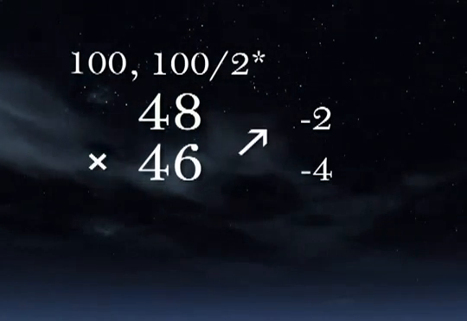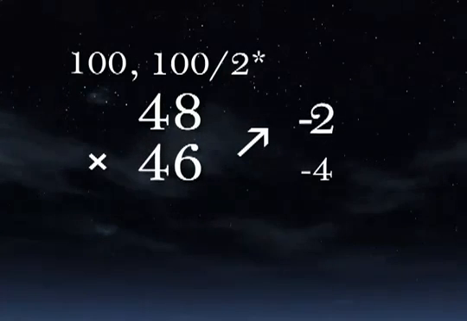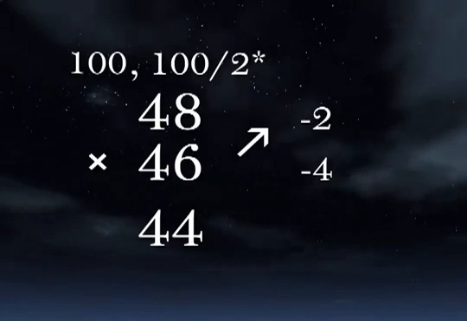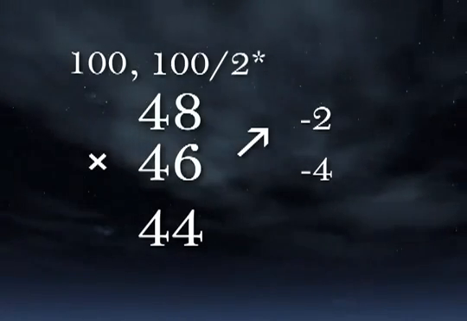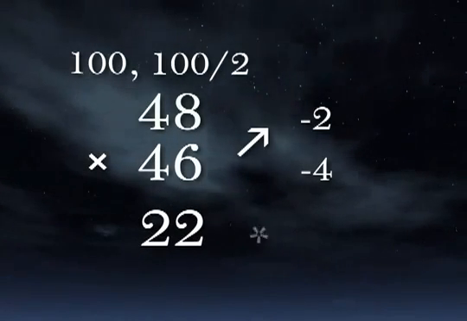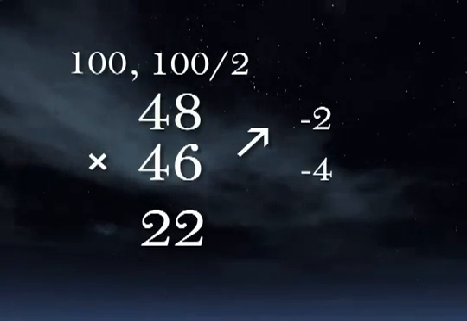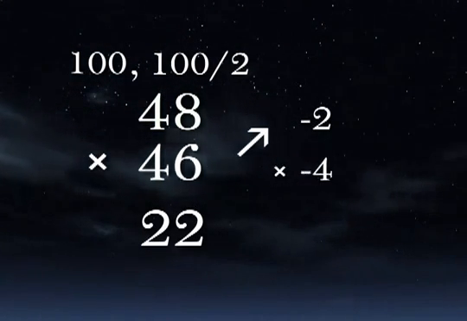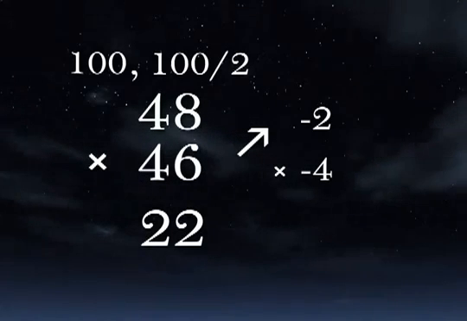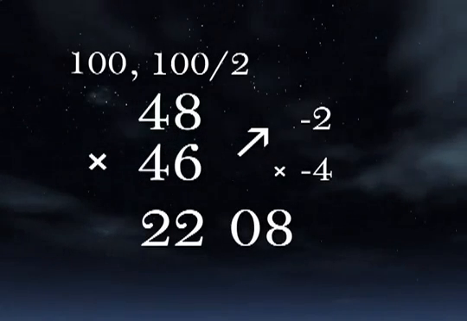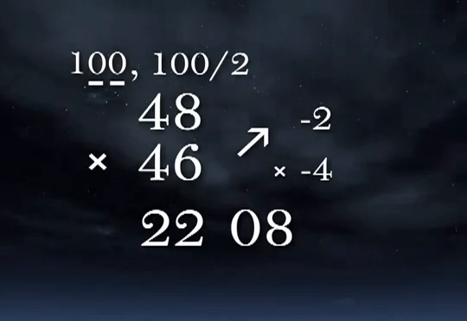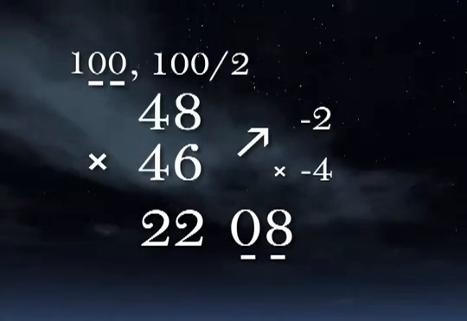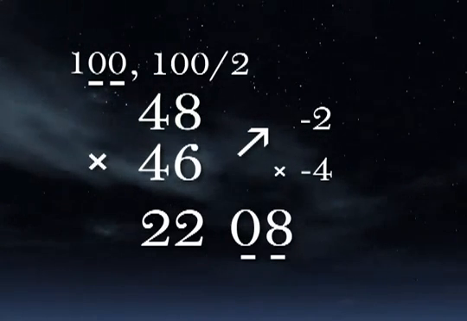Working crosswise, 46 minus 2 is 44. The left side number alone gets divided by 2 at this point, which makes 22 the left side amount. The right side is treated normally. Negative 2 times negative 4 is 8. But we write 08. There are 2 zeros in the actual base, so there will be 2 digits on the right side of the answer. The answer is 2,208.